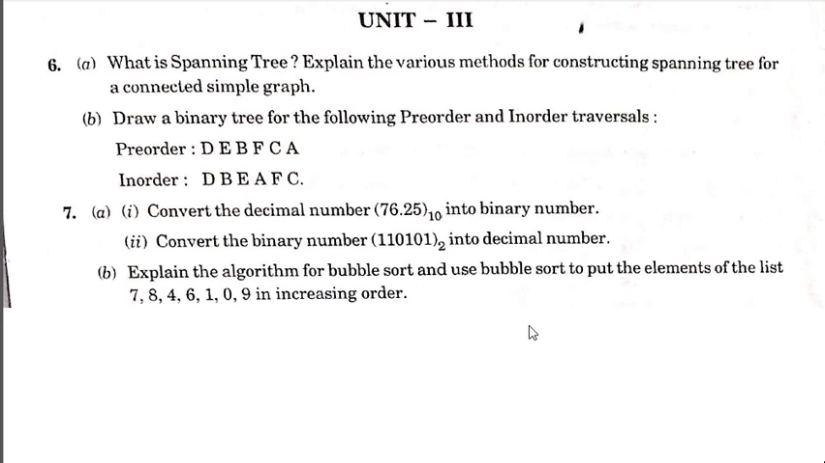Hello everyone. In today's video lecture, we will discuss the solution of Unit 3 of the 2017 question paper. Look at the 7th question. 7th A first part is convert the decimal number 76.25 into a binary number. And B part is convert the binary number 110101 into a decimal number.